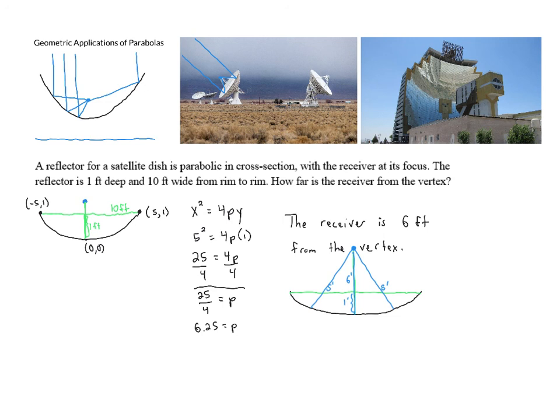And this is important because if we were building a satellite dish and we put the receiver too close or too far away, then those signals would not be reflected to the receiver. The receiver would be in the wrong place, it wouldn't catch those signals, and the satellite dish wouldn't work.